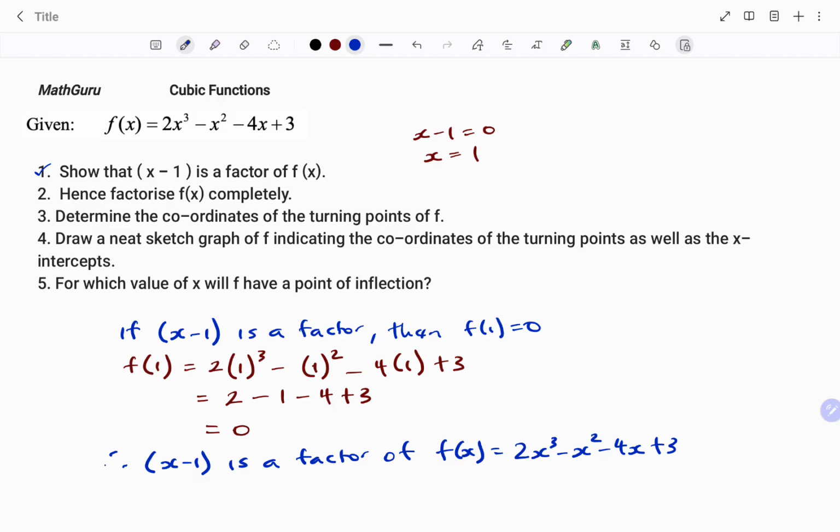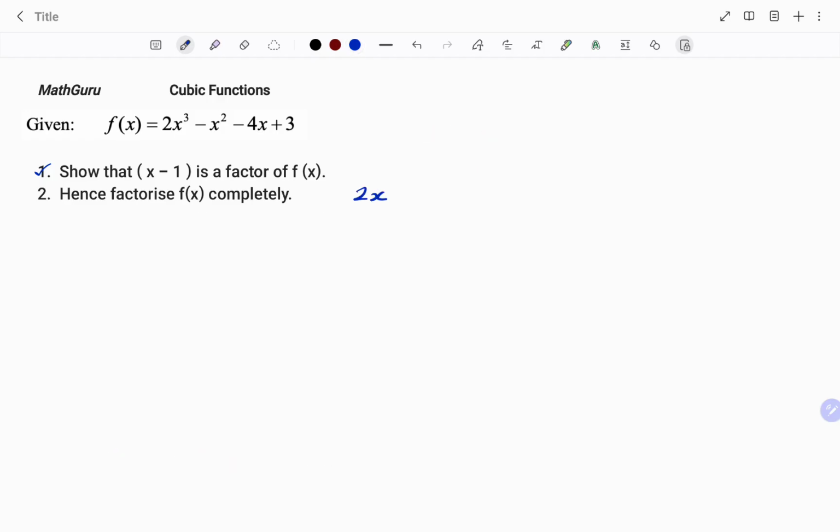Remember, the first part of the question says we should show that x minus 1 is a factor, and we've been able to prove that. So to factorize, what I'm going to do first is to divide my f of x, that's 2x cubed minus x squared minus 4x plus 3, by the first factor we had, which is x minus 1. I'm going to use synthetic division. If you need to understand synthetic division, check in the comment section for links to how to use synthetic division for your cubic functions. So therefore, I'm going to have divided by 1.